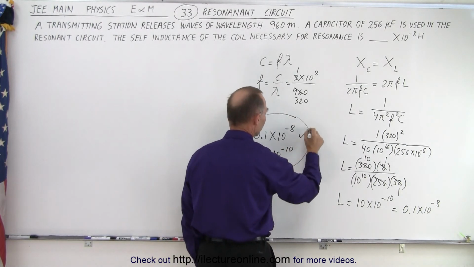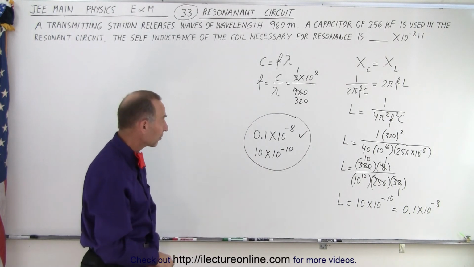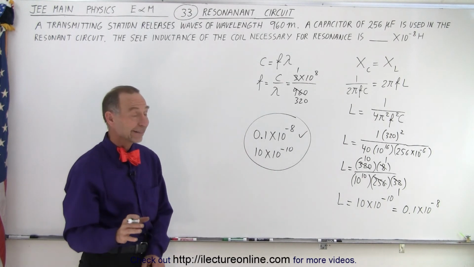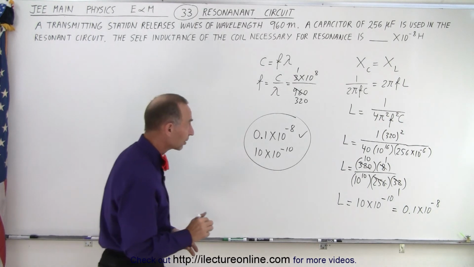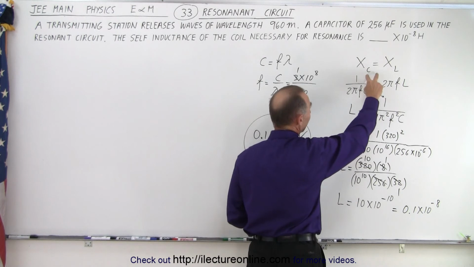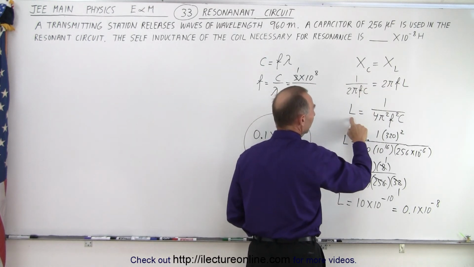That is the solution, of course. They want the top one because they want it expressed in terms of 10 to the minus 8 henries. And that is how it's done. It's a little tricky with the arithmetic, but notice that the concept is fairly straightforward. We set X sub C equal to X sub L. This is the equation. We solve for L, we get this.